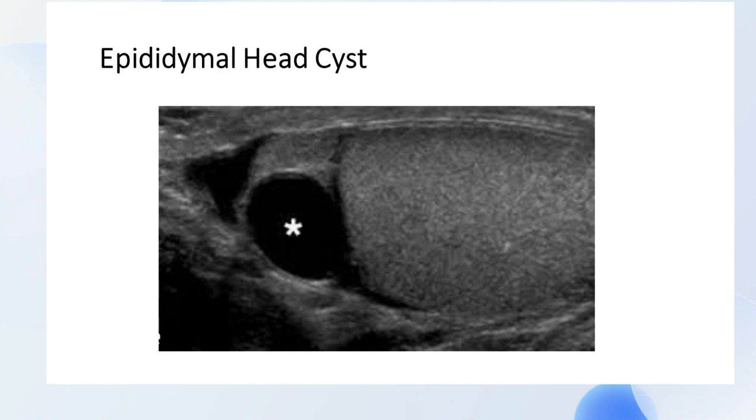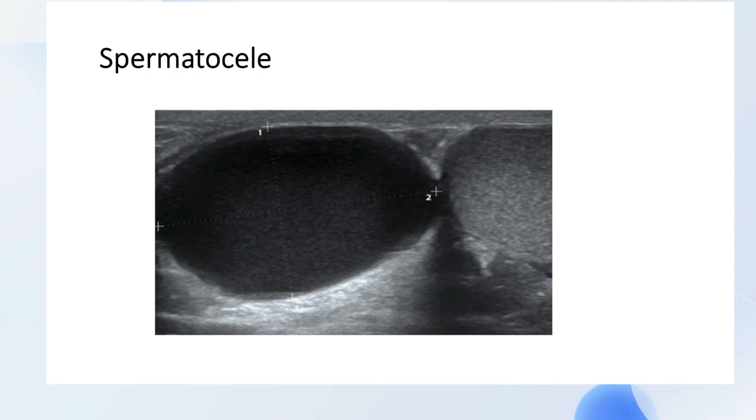So you can see here is an epididymal head cyst. It's clear anechoic. It's containing clear anechoic fluid here. If you see internal echoes inside there, then it ceases to be an epididymal head cyst. Then you can call that a spermatocele. So a spermatocele, basically it has internal echoes inside like that.